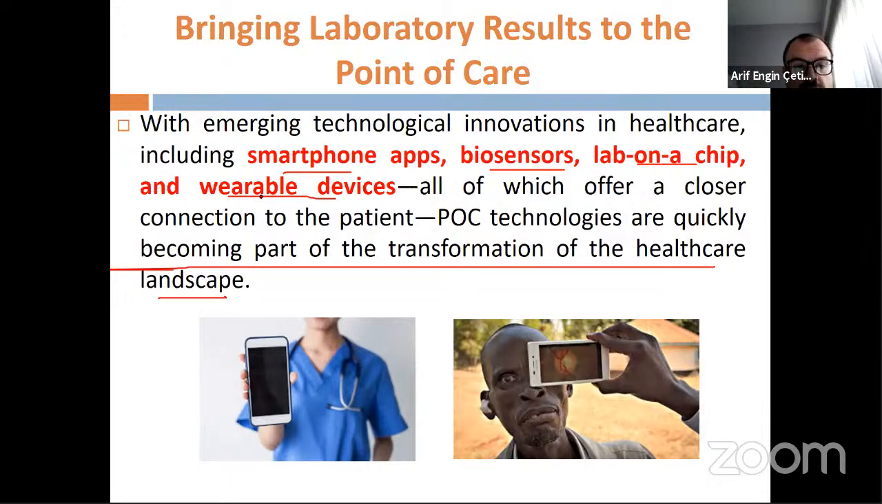There are also other wearable devices. They can use sweat as a sample, and from that sample, they can monitor the glucose level. So in real time, you are able to monitor certain features in your blood.